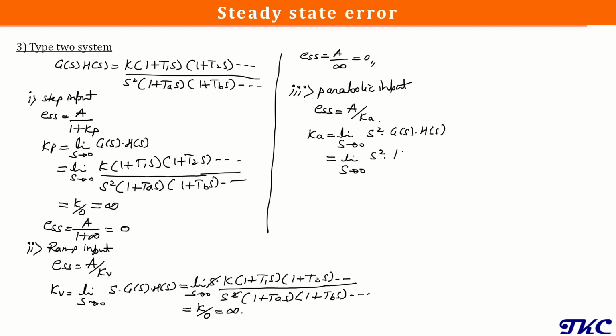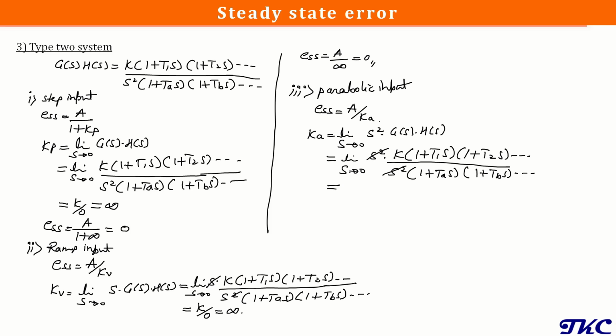So it will be K(1 plus T1 s)(1 plus T2 s) and so on divided by s square (1 plus Ta s)(1 plus Tb s) and so on. So here what we can do, we can divide s square from the numerator and s square from the denominator. So we will be having this sum only.